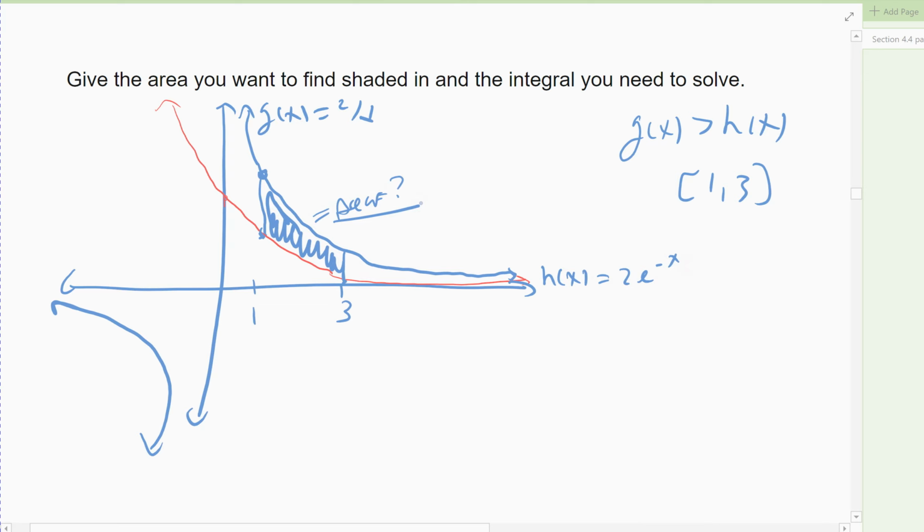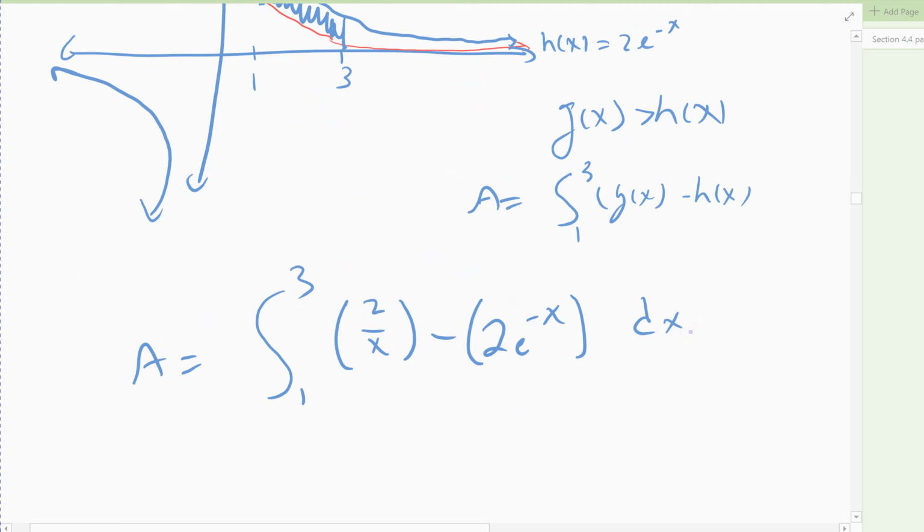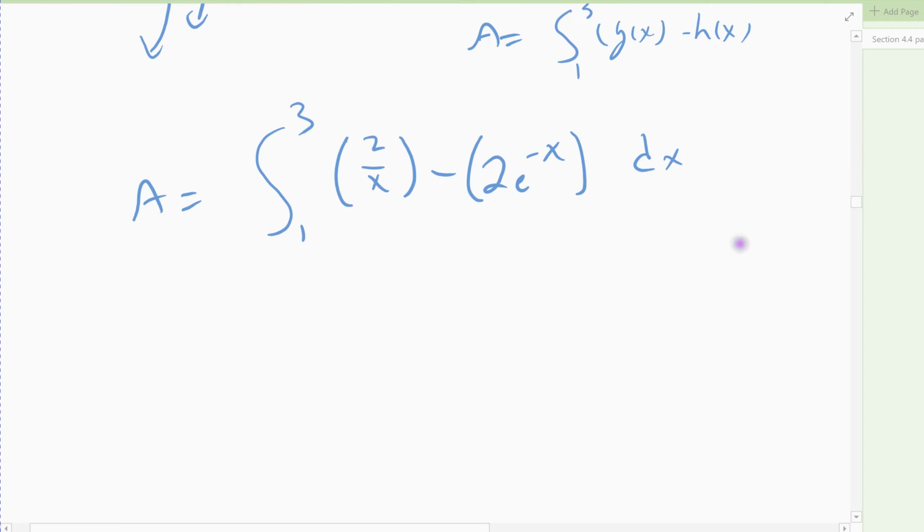Alright, so I know G of X is greater than H of X, so when I want to find the area, I'm going to integrate from 1 to 3, taking G of X and subtracting away H of X. So to find my area, I'm integrating from 1 to 3, taking G of X, which is 2 over X, minus H of X, which is 2e to the negative X. And in this case, unlike the previous example, I can't simplify it. That one came out to a nice, neat looking parabola. This one doesn't simplify, so it's just those two functions subtracted.